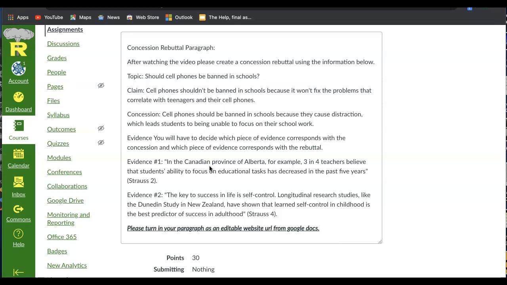Then I have to go back to my claim and rebuttal this concession by restating the claim, proving why the claim is stronger, again, identifying which piece of evidence goes with my claim and plugging that in, and then explaining why the claim that has been chosen is much stronger than the concession. Make sure that you use those 6 steps, that you use the sample paragraph to help you create this paragraph.